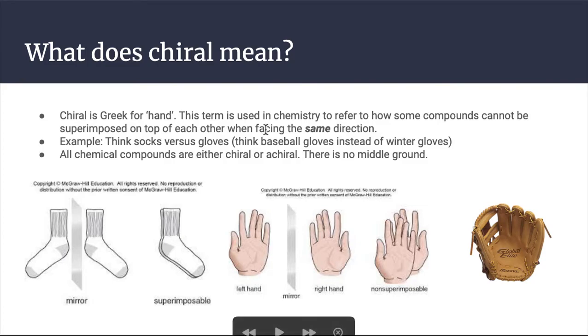The example that a lot of professors and textbooks give is thinking about socks versus gloves, where socks are the example for achiral compounds versus gloves, which would be examples for chiral compounds. Just a side note, when you think about gloves for chiral, I would say it makes more sense, at least to me, if you think about baseball gloves instead of winter gloves, and I'll explain why in a minute.